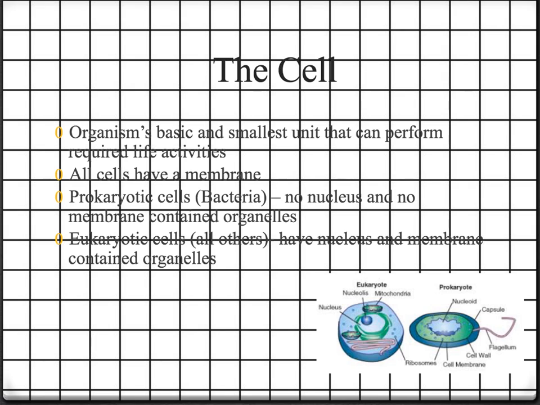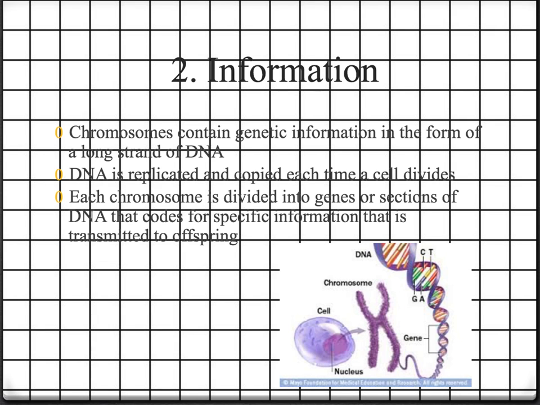So you have eukaryotic cells, and they have a nucleus and they also have membrane-bound organelles. The second of our unifying themes in biology is information. We know that our information inherited is contained in DNA. Well, DNA is formed by wrapping around proteins into structures called chromosomes, and it's the chromosomes that we are inheriting.